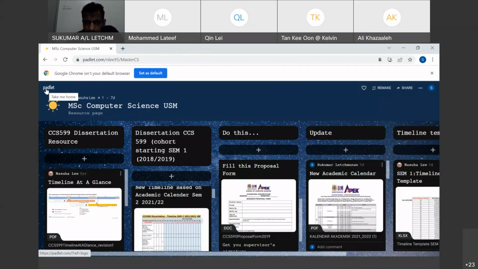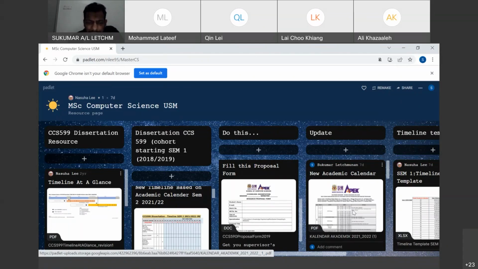So Doctor, I looked at the file about the new timeline based on the academic calendar SEM2 2021/22. There's a row that says actual week. It doesn't actually reflect the actual week of our calendar, right? So what we should refer to is the academic calendar, right? Yes. Use this as your guideline.